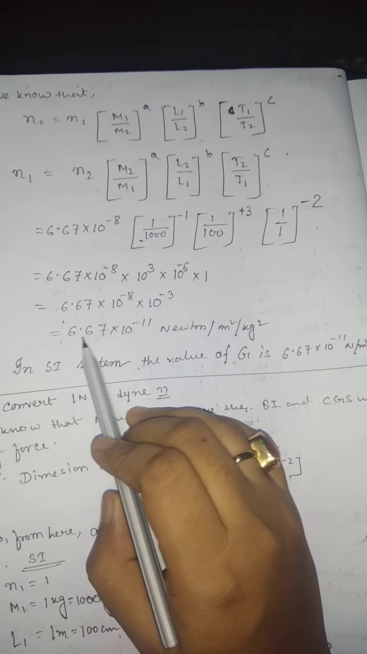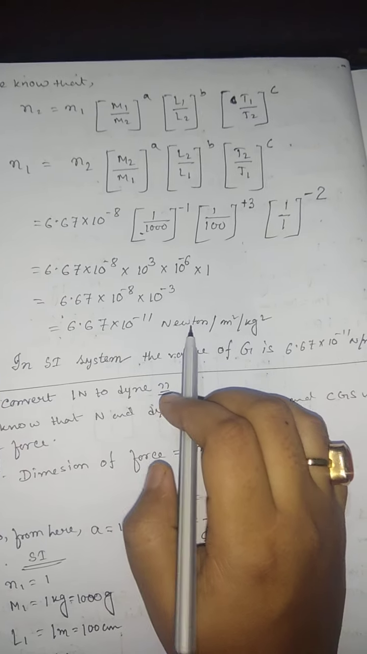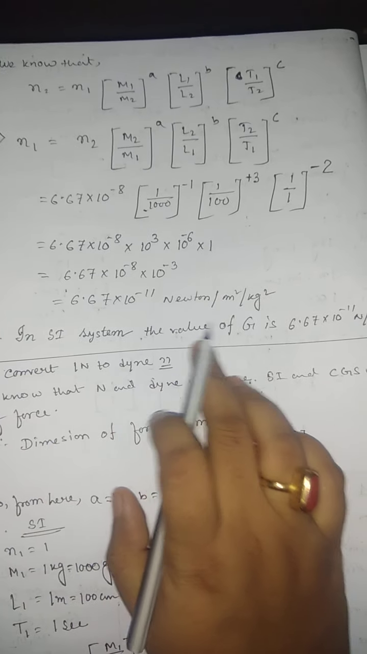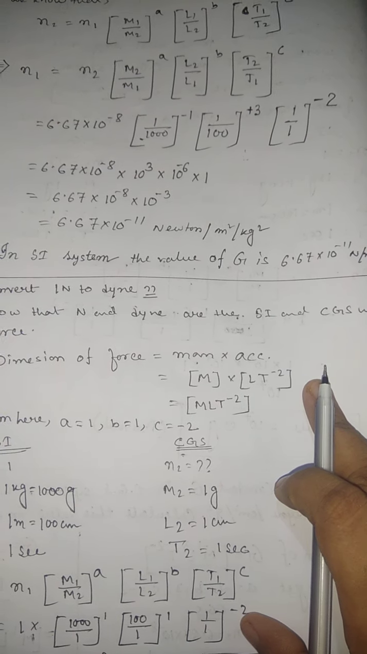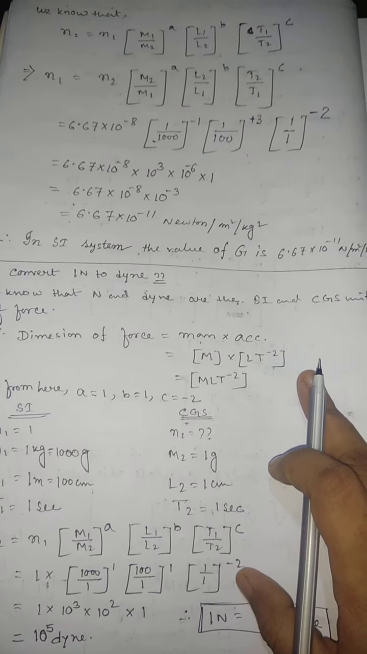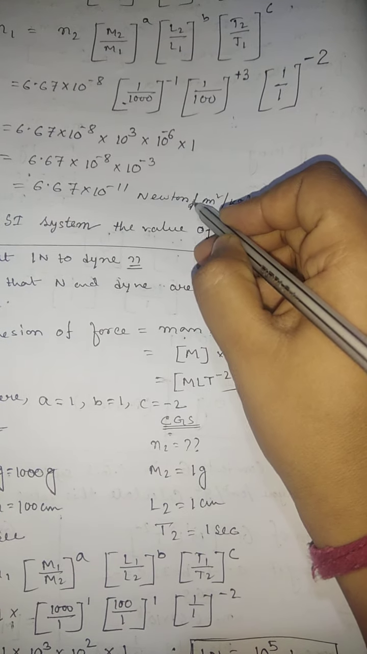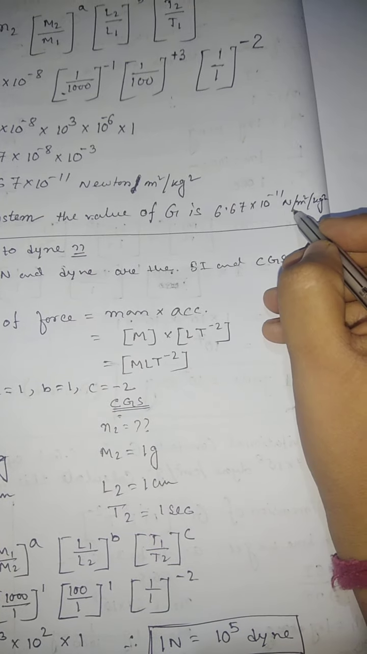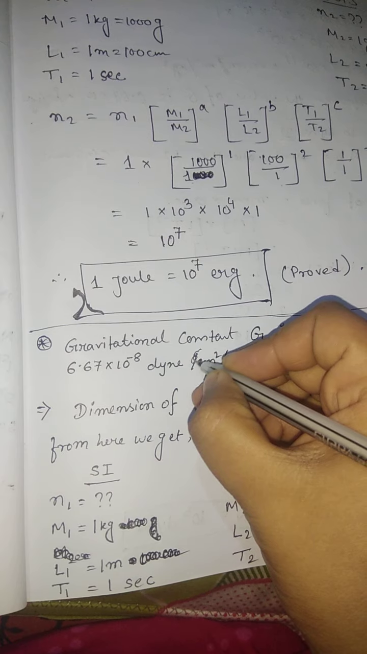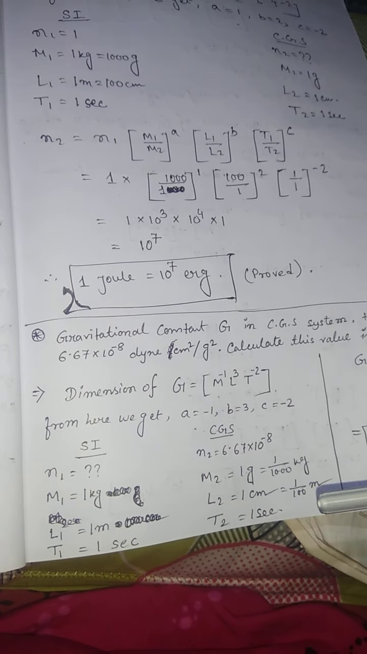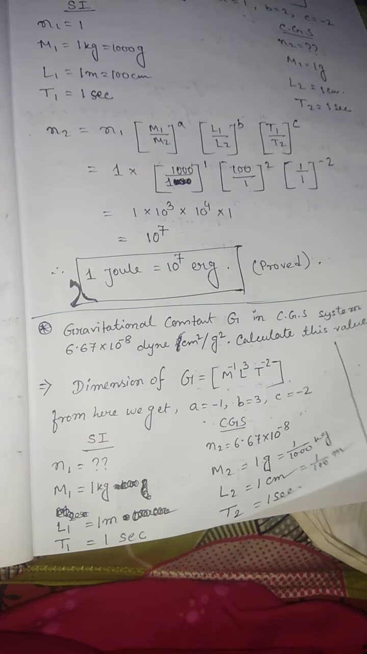We put the values here and after calculation, we get 6.67 into 10 to the power minus 11 Newton per meter square per kg square, and we know this value. In SI system, the value of G is 6.67 into 10 to the power minus 11 Newton meter square per kg square, sorry, Newton meter square per kg square. And here also the same, centimeter square per gram square, because it is F into R square.